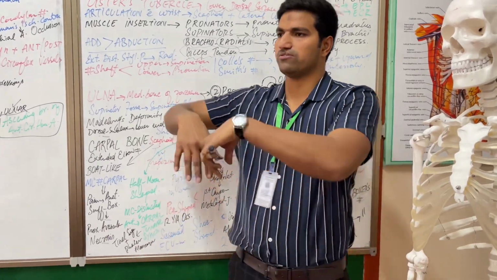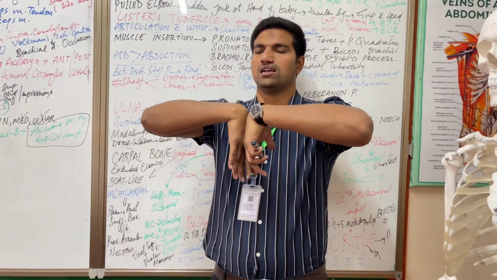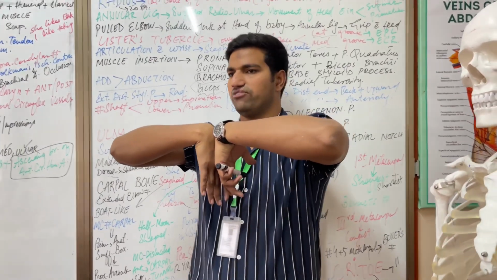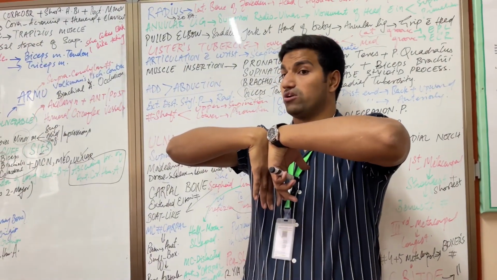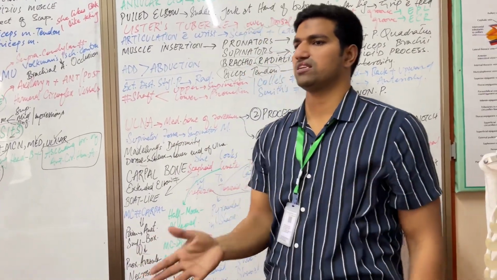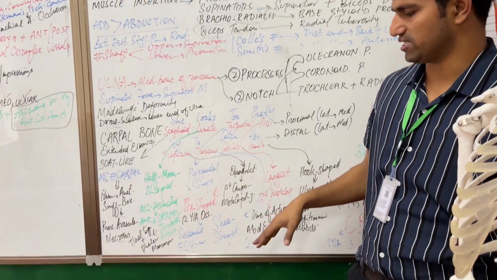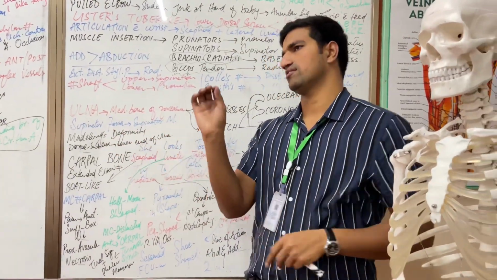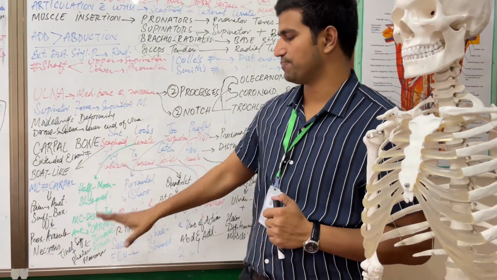Then the Phalen maneuver: we do extension at the wrist joint and ask the patient to hold it like that. If he says, yes, I am feeling some insects going on in these two fingers and thumb, it means this Phalen maneuver is also positive. These two, the Phalen maneuver and Tinel's sign, are hallmarks for carpal tunnel syndrome.